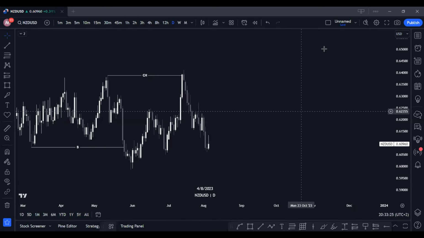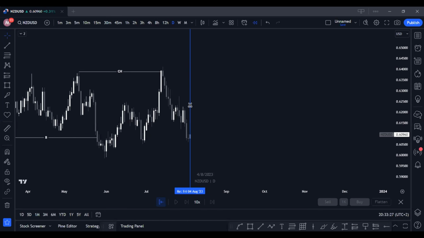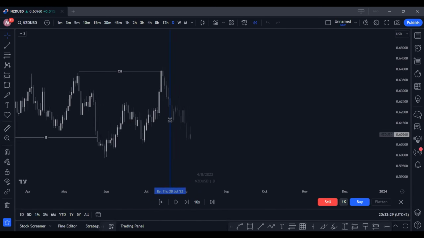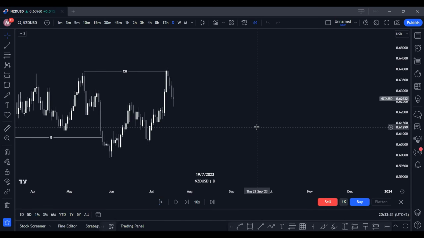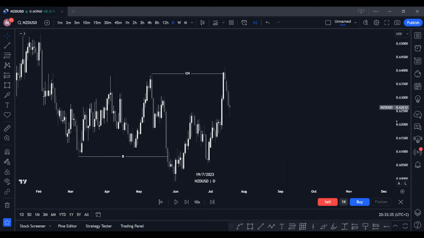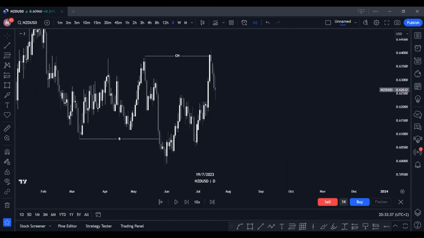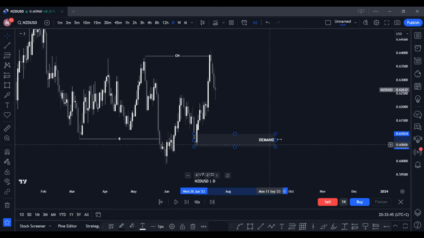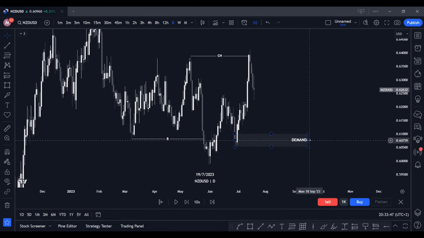Let's just add price back here. Let's replay price back there. Since we have this setup, we know that this here is a potential area for our demand zone.